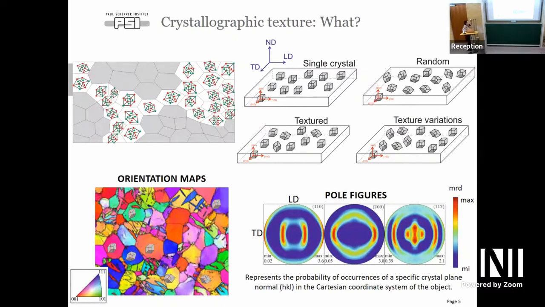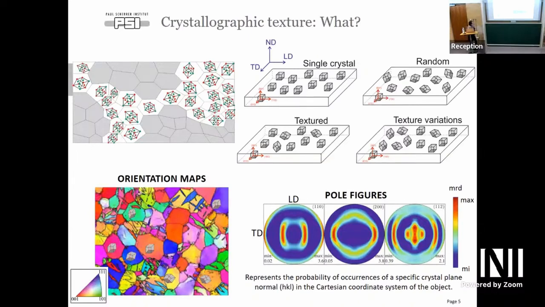Another way of describing this texture is with these pretty figures that probably you haven't seen so far. These are called pole figures. And I will try to explain to you how we can read these figures, because that's the main thing of my whole talk. We will see a lot of these figures.